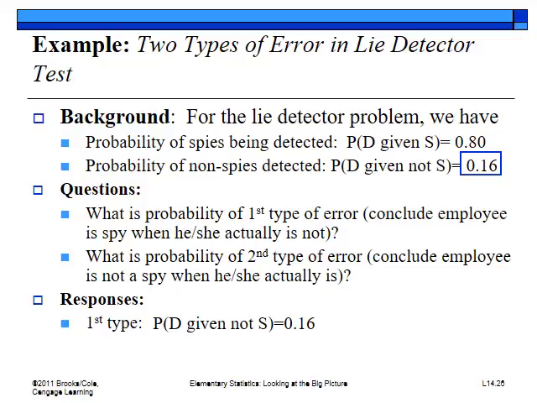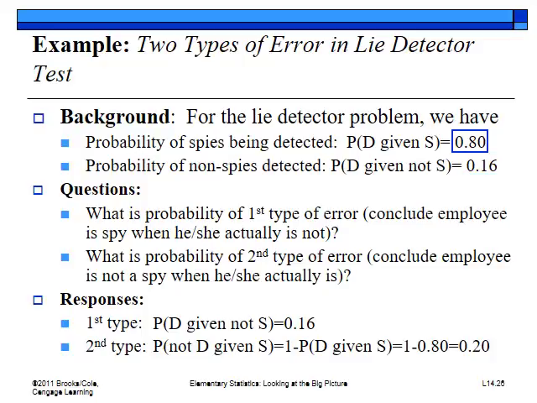The type 2 error, we have to do a little bit of work to find. A type 2 error would be the probability of not being detected given that you were a spy. We know the probability of being detected given that you're a spy, and that's 0.8. So we'll subtract that from 1 to get 0.2. That's the probability of the type 2 error.